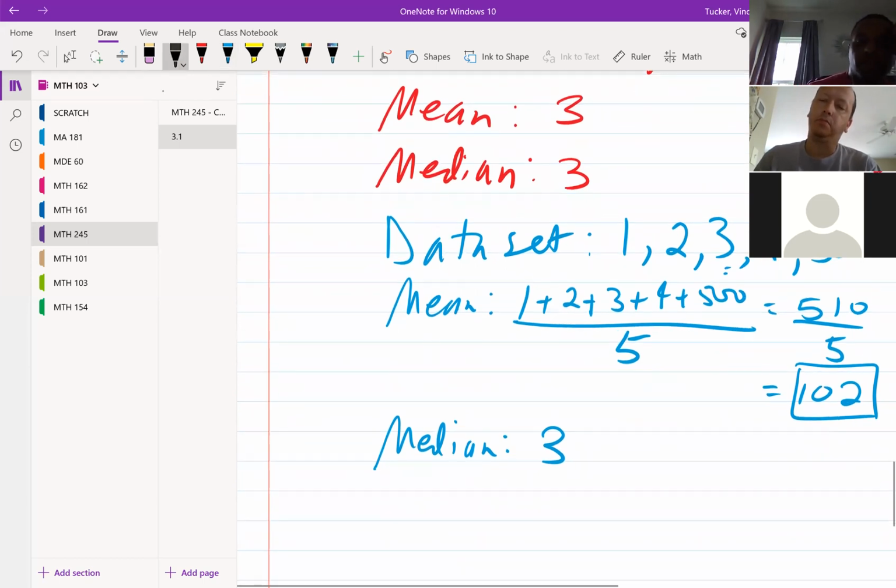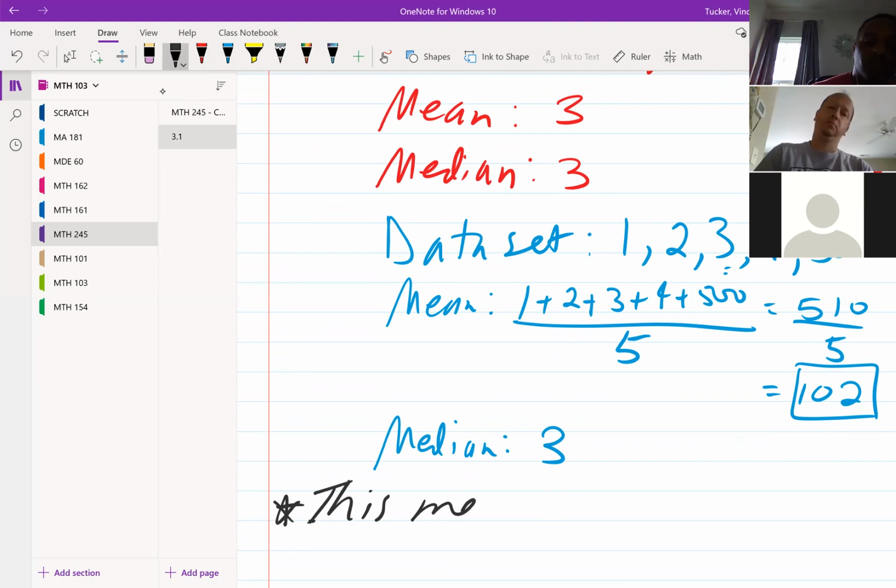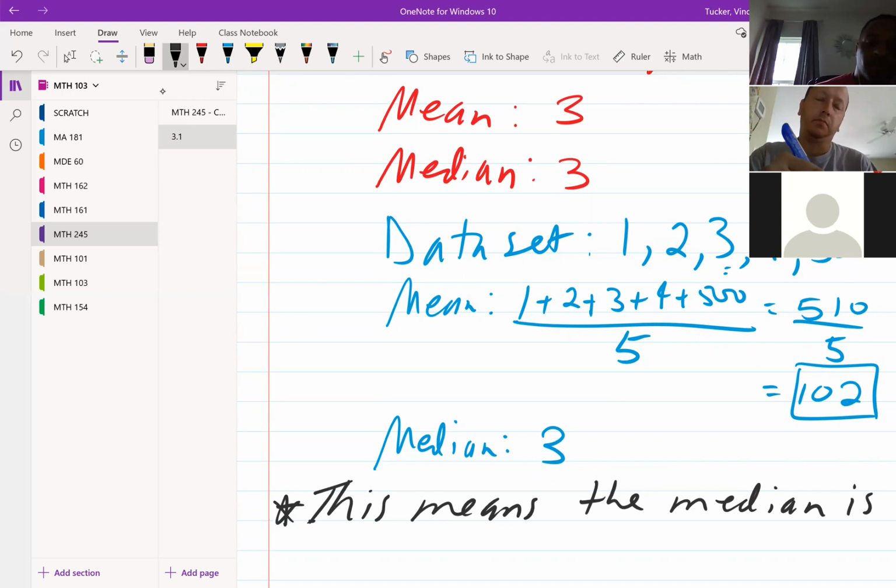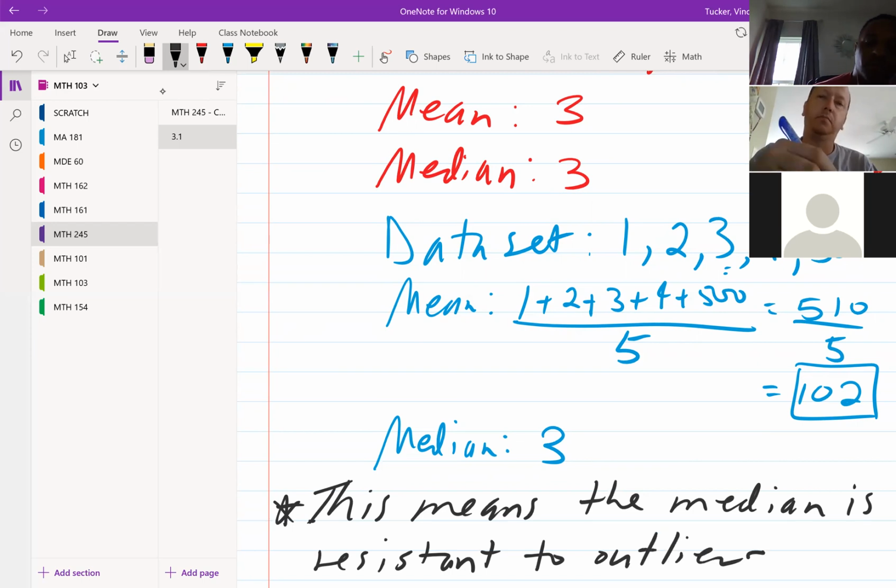So what this means is that the median is resistant to outliers. It's not affected by the implementation or the existence of an outlier.